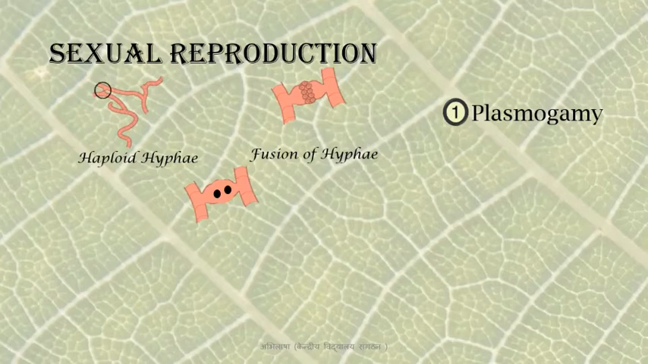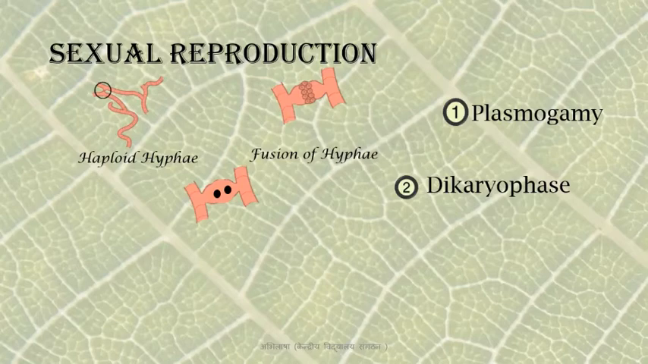The nuclei have not yet fused with each other. Nuclei of both these hyphae are lying adjacent to each other in the fused compartment. This stage is known as the dikaryophase and the structure is known as dikaryon, two nuclei. Now there are two options. Either the fungi will stay in this dikaryotic stage for some time and then fuse later, or fusion of these two nuclei can occur immediately.